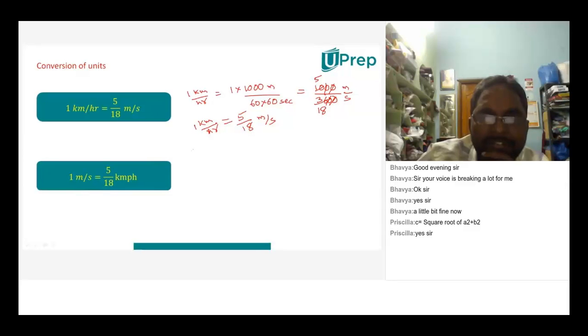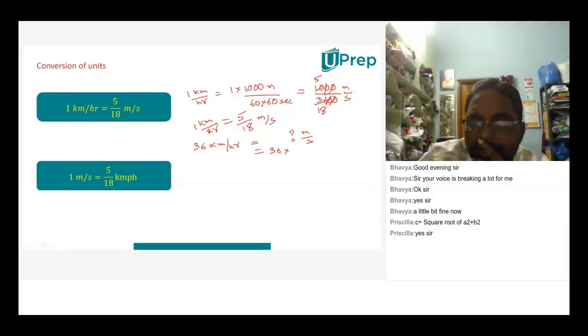Suppose I gave one value like this, 36 kilometer per hour will be equal to how many meter per second? Can you convert it? Priscilla, you tell me. 15 meter per second. 15. Okay, let me find it out.